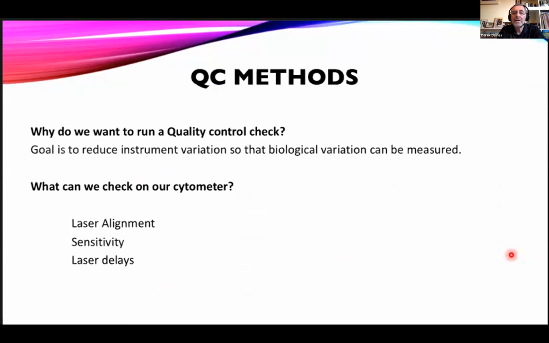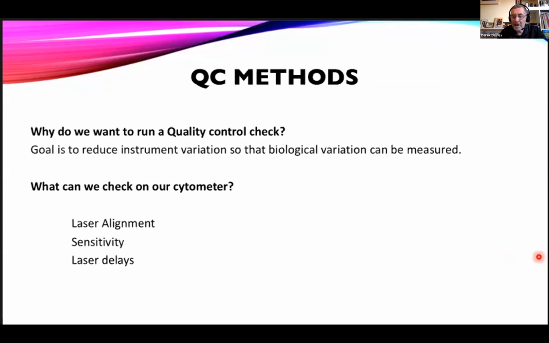So we're always going to need some form of quality control. Now, why do we need that? Because if we see a difference in our samples, we want to be sure that it's a real biological effect, a real biological variation, not just a variation of our flow cytometer. And there are many things that we can check on our cytometer. We're going to concentrate on three of those here today: the alignment of our lasers, the sensitivity of our detectors, and the laser delay, because you remember our lasers are spatially separated in this cytometer.